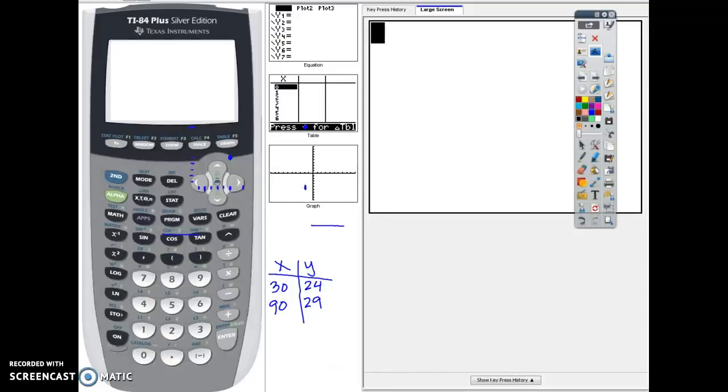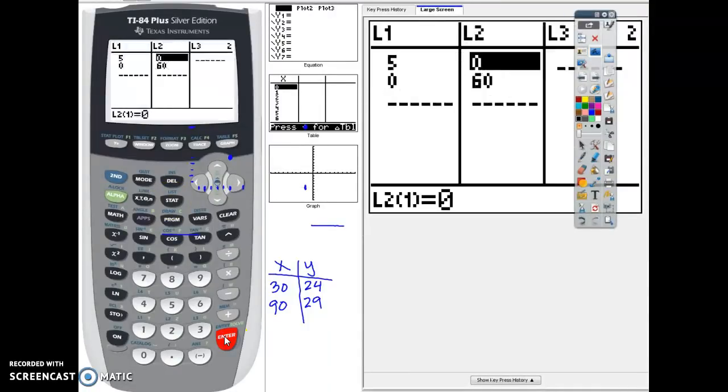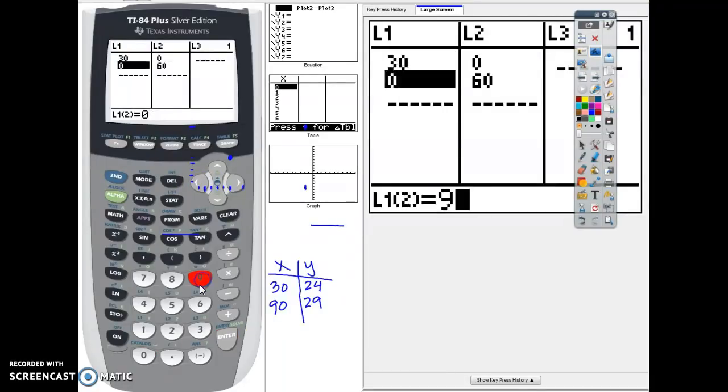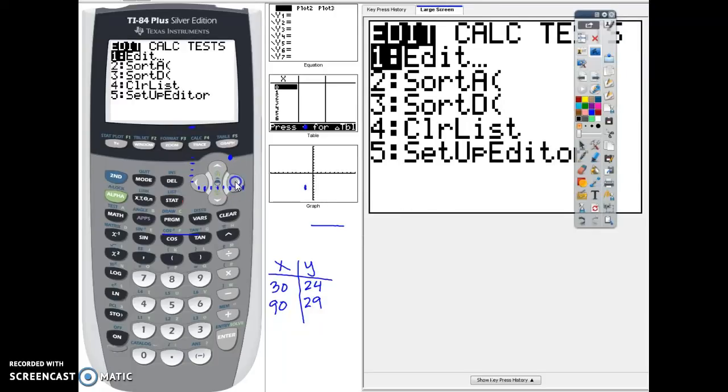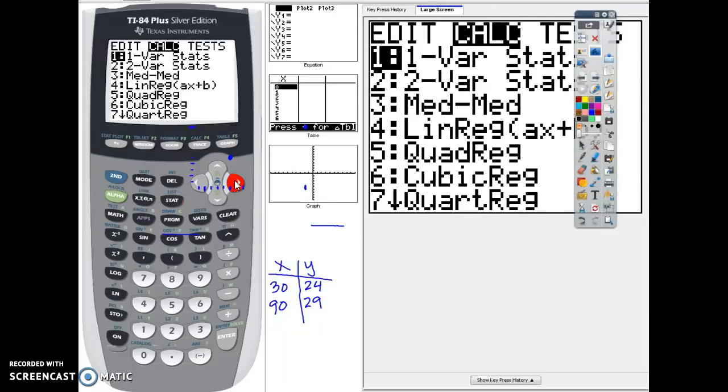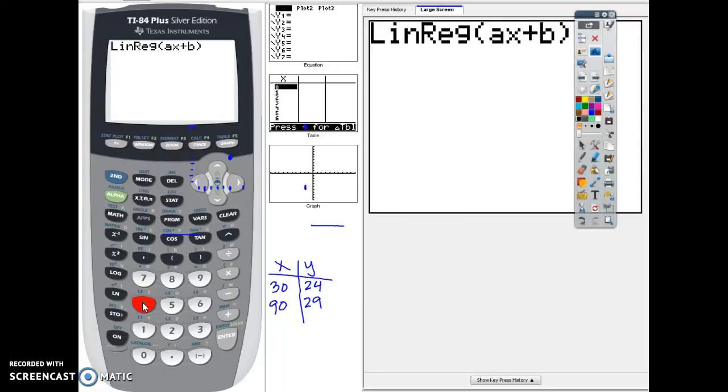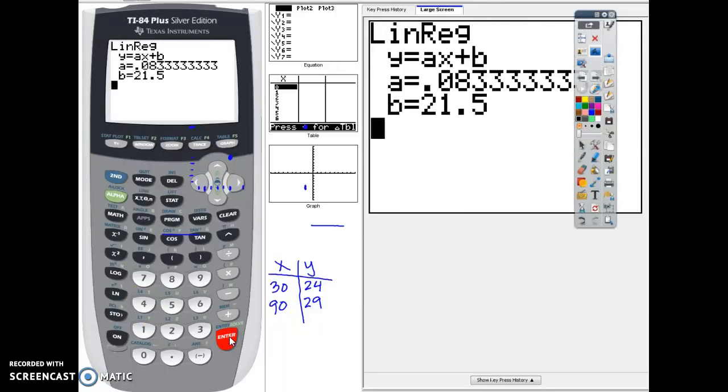So you should have already done this, and if you didn't know how to do it, you go to stat, enter, you type the numbers, 30, enter, 90, enter. On the other side is 24, enter, and 29, enter. Once you put the table in there, you go back to stat, you arrow over to calc, and you press the number 4, enter, and it gives you the equation.